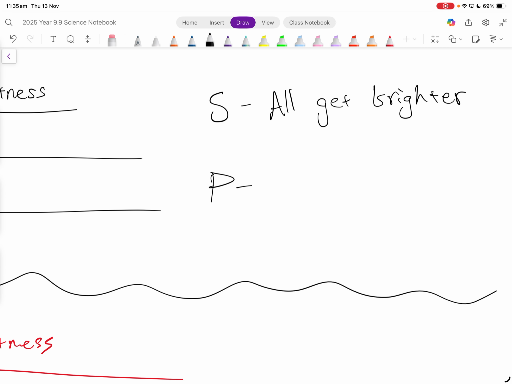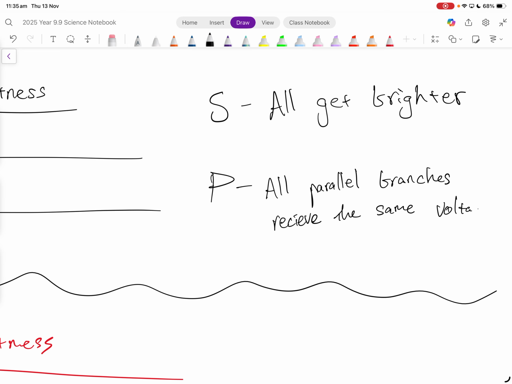And the way to do that is all parallel branches receive the same voltage, thus the same brightness. Question? How would you increase the voltage on one branch?